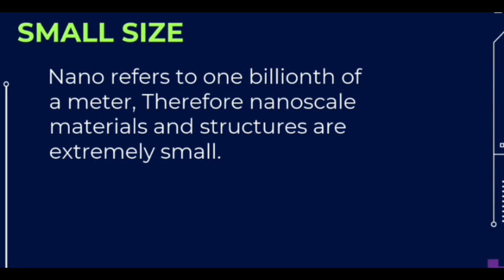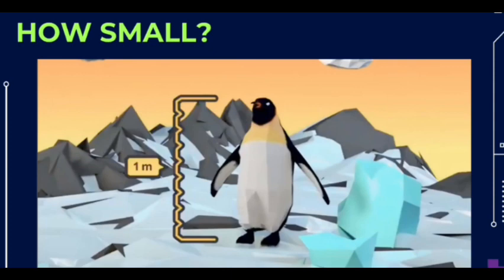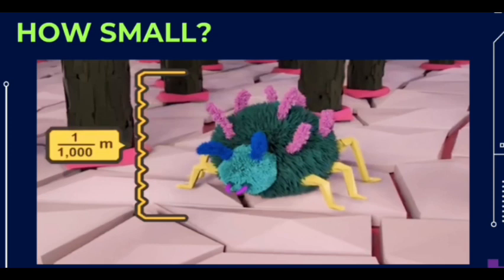To give you a hint about how small the nano size really is, I have here an illustration. I have here a penguin, and let's call him Mario. Mario has a size or height of 1 meter. And then, if we zoom in on Mario's feathers, we will see a tick. And the size of the tick is 1 in 1,000 of a meter or 0.001 meters.